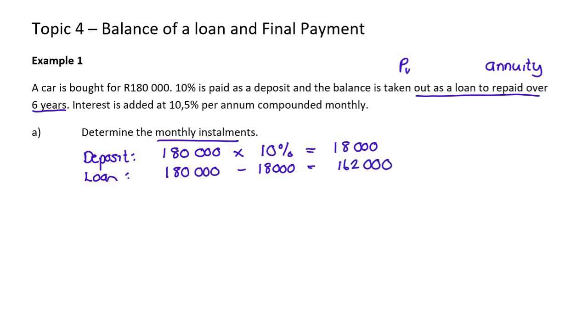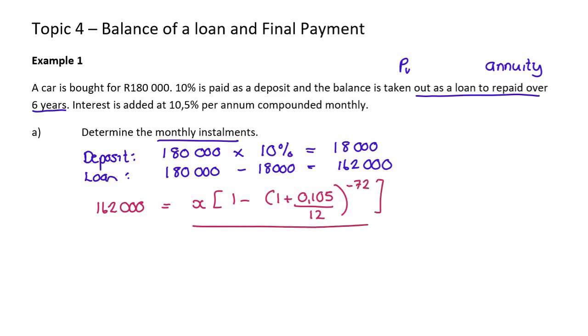And now it says, can we find our monthly installments? So this should be fairly routine for us now. So 162,000 Rand is my loan. I don't know my X. This is a present value annuity, so 1 minus 10.5% compounded monthly, and it said 6 years, so that will be 6 times 12, which is 72 monthly installments, all divided by my interest rate.